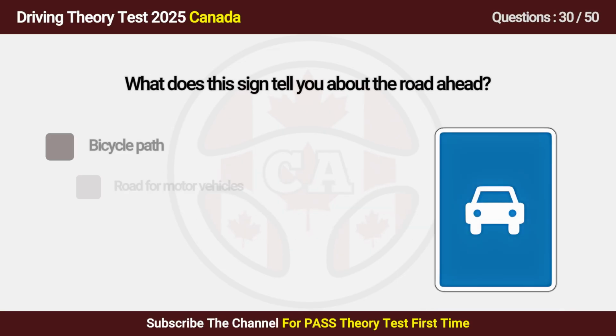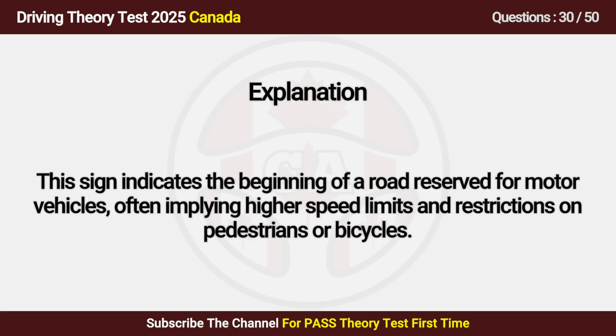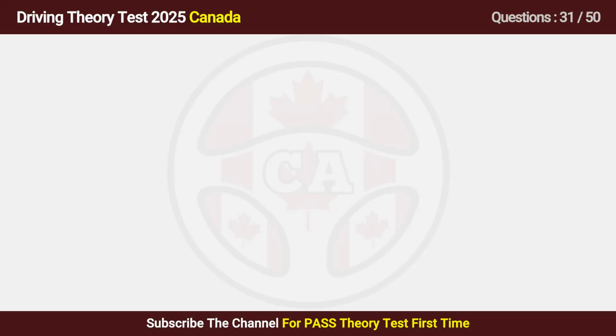Question 30. What does this sign tell you about the road ahead? A. Bicycle path. B. Road for motor vehicles. C. Pedestrian zone. D. Restricted access. Answer is B. Road for motor vehicles. This sign indicates the beginning of a road reserved for motor vehicles, often implying higher speed limits and restrictions on pedestrians or bicycles.